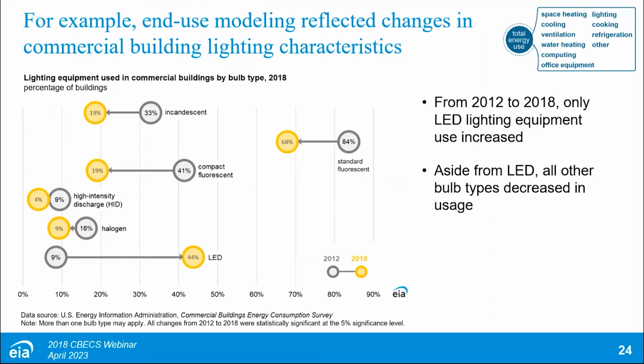So in 2018, standard fluorescent lighting was used in 68% of buildings. That's down quite a bit from 84% in 2012. Other bulb types have decreased from 2012 to 2018, not as much as standard fluorescent lighting, but LED use has increased from 9% of buildings in 2012 to 44% of buildings in 2018. And this change in the building stock is reflected in a lower estimate for lighting intensity. That's the amount of lighting used per square footage.